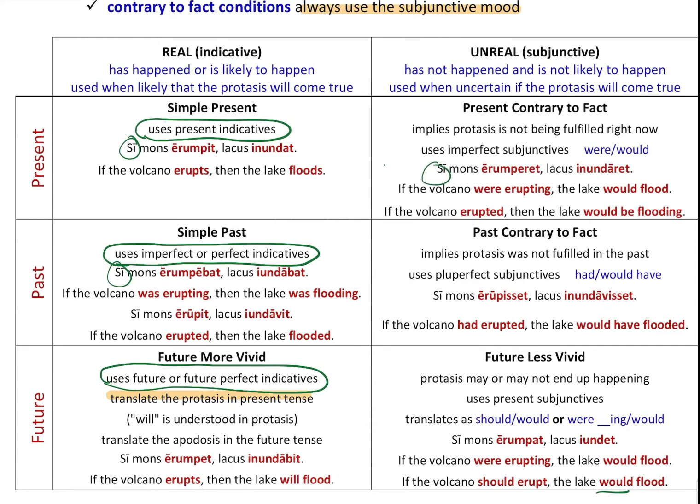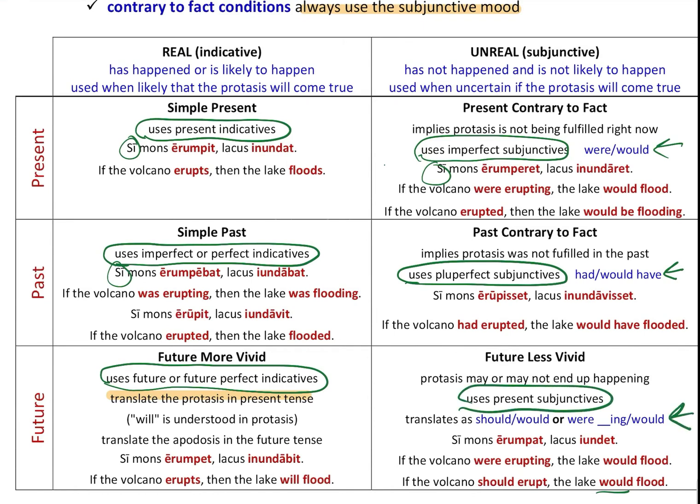Present contrary to fact implies the process is not being fulfilled right now, meaning the first half, the if part, and it uses imperfect subjunctives. I've given you some. Here's how to translate, right? Past contrary to fact implies the process was not fulfilled in the past, uses pluperfect subjunctives. Here's some translation hints. Future less vivid, the process, the if statement may or may not end up happening in the future. The odd thing is it uses present subjunctives, and here's your translations. So take some notes, do some highlighting on your chart book. You can do this. Just break it down.